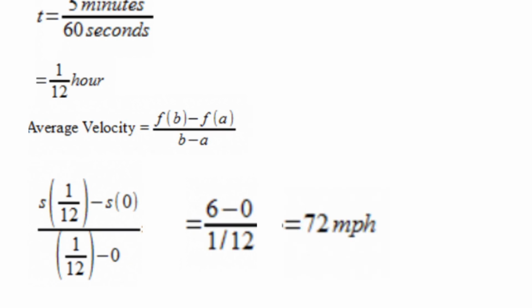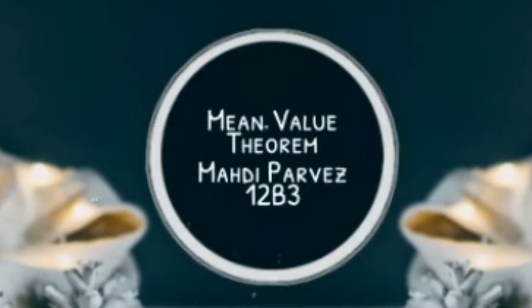So by using the MVT, we proved that at some point along the 6 mile stretch of highway, the car must have been going around 72 miles per hour, which is above the limit.